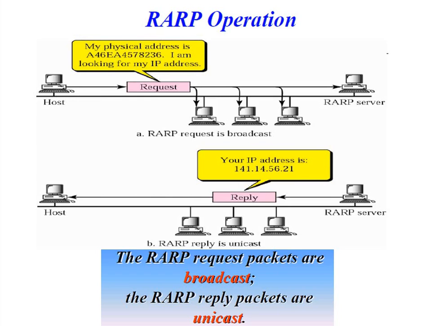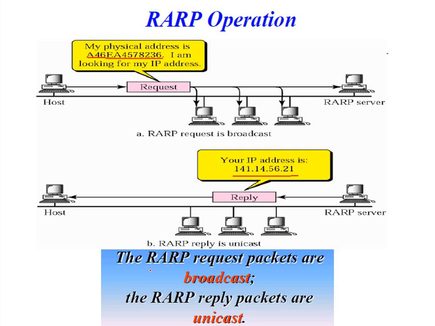So here you know the physical address, you send a request, again it is a broadcast, and you will get the IP address of your machine accordingly. So your RARP request is a broadcast and RARP reply is unicast. It is the same as ARP. Now the packet is also the same as ARP.